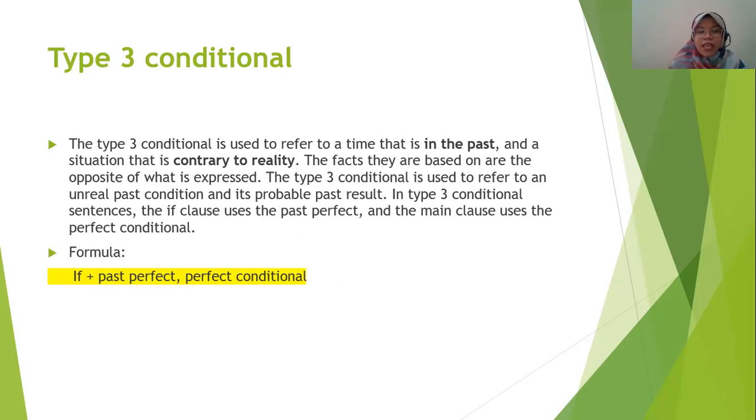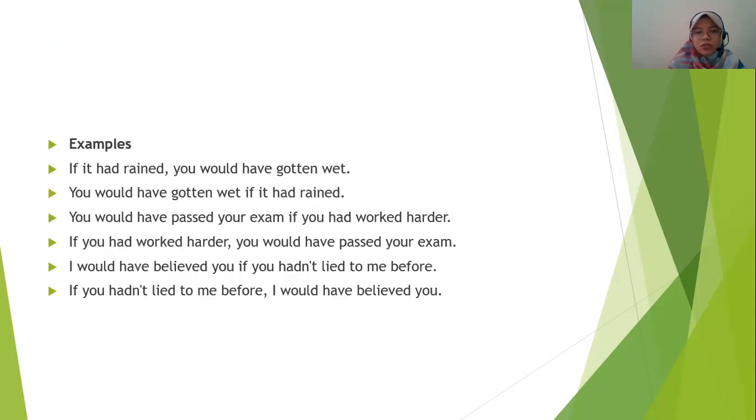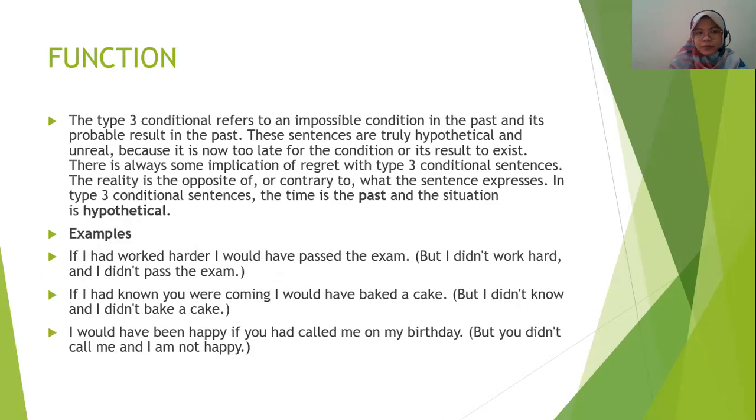So the formula is if plus past perfect plus perfect conditional, and these are the examples. If it had rained, you would have gotten wet. You would have gotten wet if it had rained. The type 3 conditional sentence also has a fact. So this is more explanation about what I mean by the fact. If I had worked harder, I would have passed the exam, but the fact is that I didn't work hard, so I didn't pass the exam.